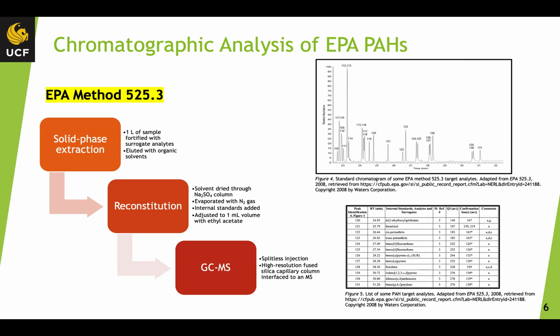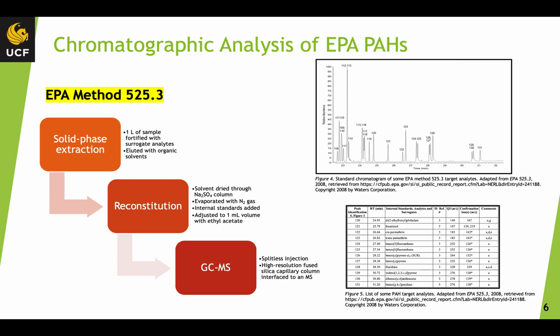In addition, the EPA has developed a GC method, or gas chromatographic method, which is similar except it involves solid phase extraction. So 1 liter of sample fortified with surrogate analytes, which are actually used to determine the efficiency of the extraction by this method. This is eluted with an organic solvent depending on which target analytes are in your sample.